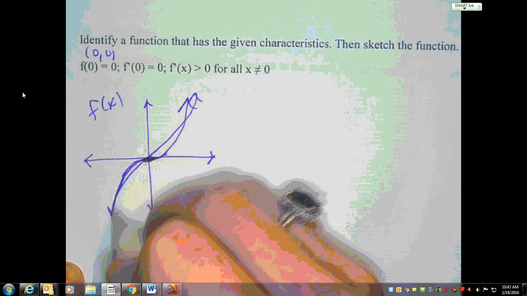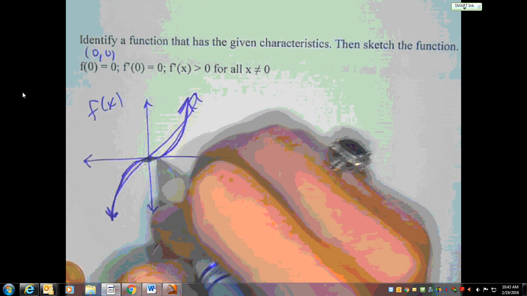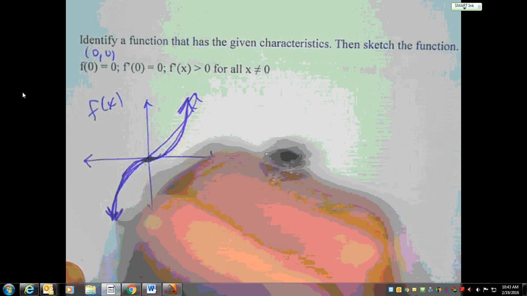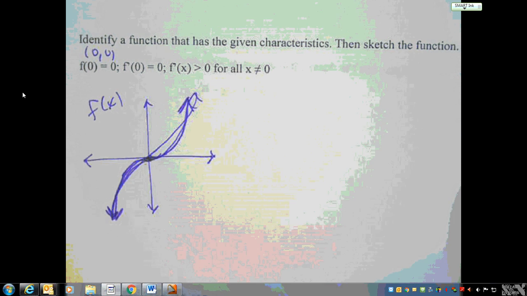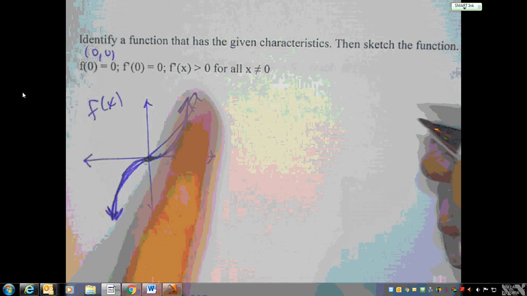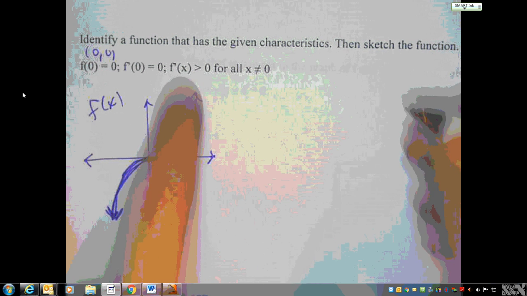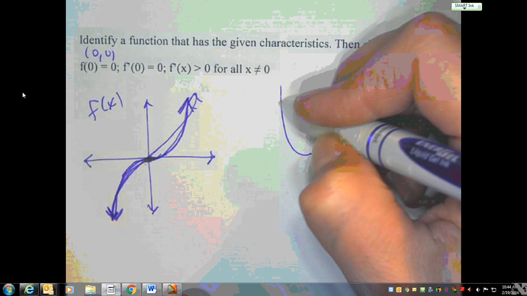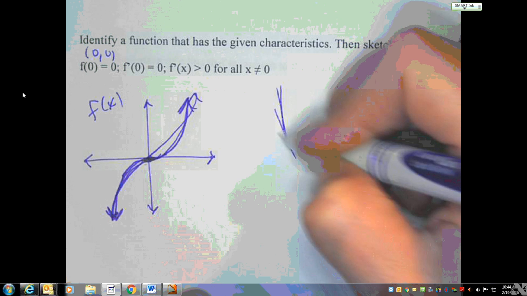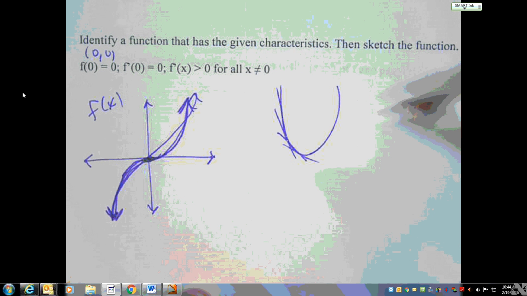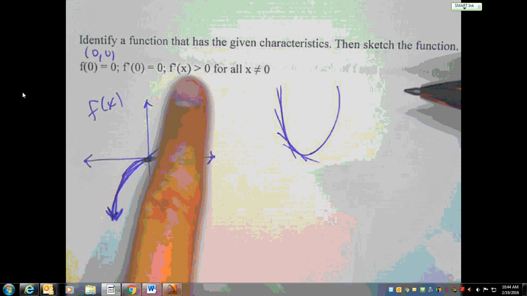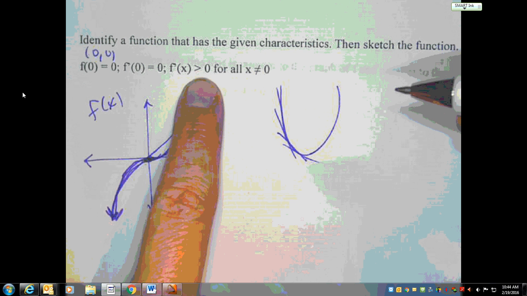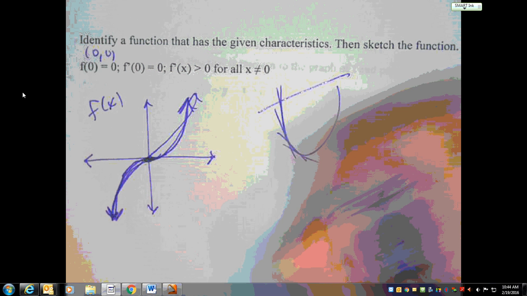Thank you. Is that what you're going to say, Ocean? Because it doesn't say that the y values are greater than 0. It says that the derivative is greater than 0. If you draw it like a parabola, those tangent slopes are all negative. And it says that the derivative, the slopes, are all positive. So that's why your original function can't be a parabola.